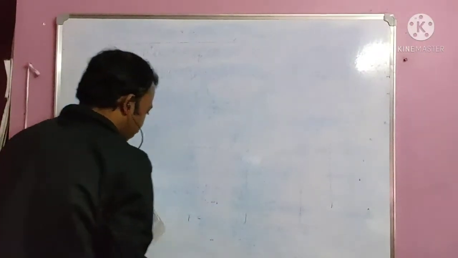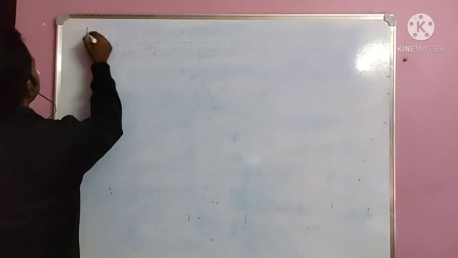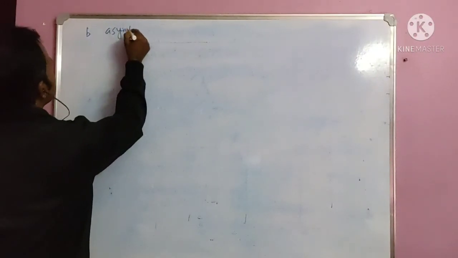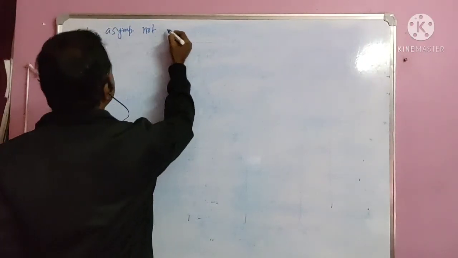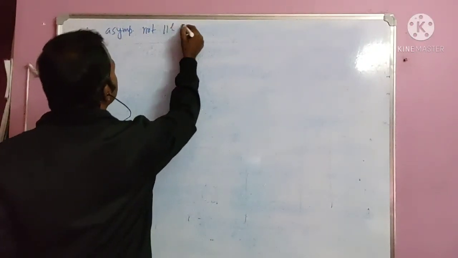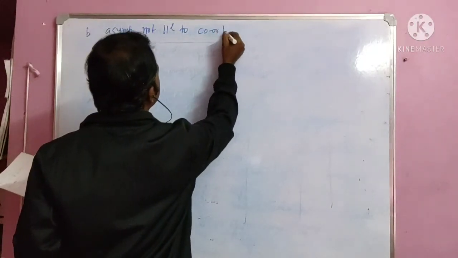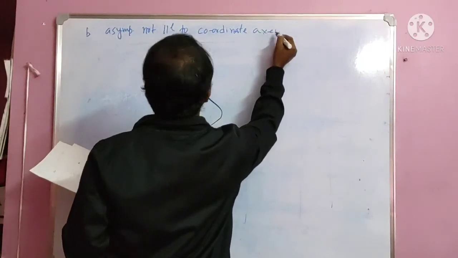Okay, now the asymptotes not parallel to coordinate axis.